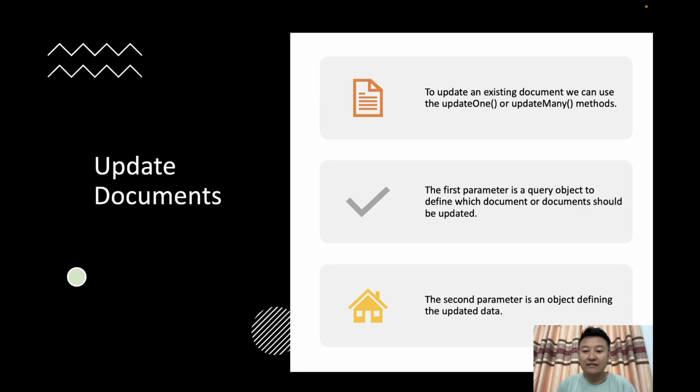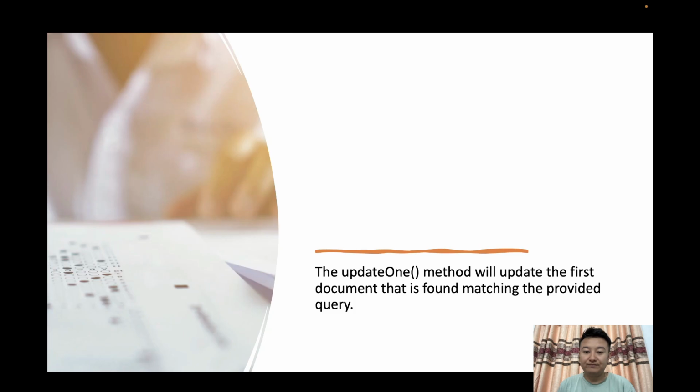To update existing documents, we can use the updateOne or updateMany methods. The first parameter is a query object to define which document or documents should be updated, and we use the second parameter to define the object where we need to update the data.